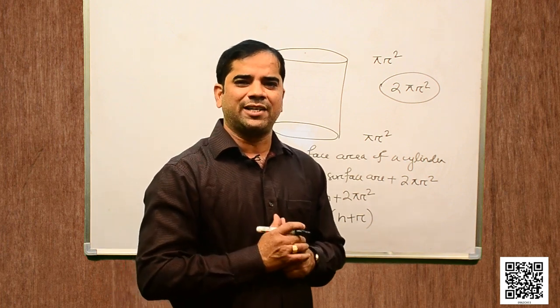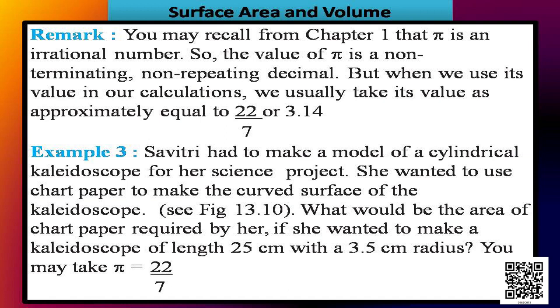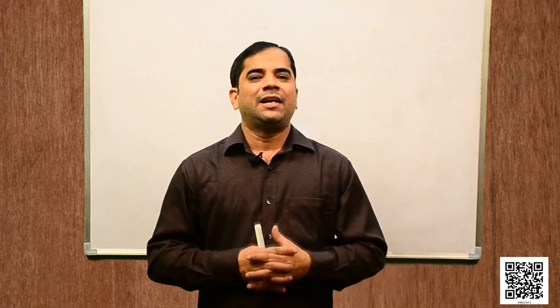Okay, hope you understand this. Students, in both cases, that means for curved surface area and total surface area, we are using the value pi, which is equal to 22 by 7 or 3.14. For calculation purpose, we usually take its value as approximately 22 by 7 or 3.14. So students, let us now discuss example 3.